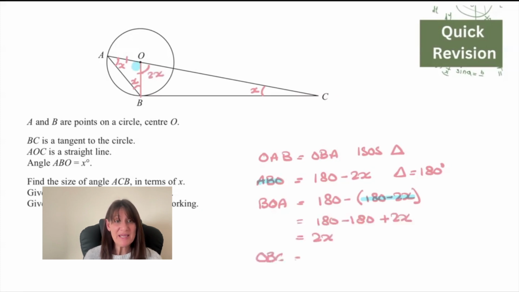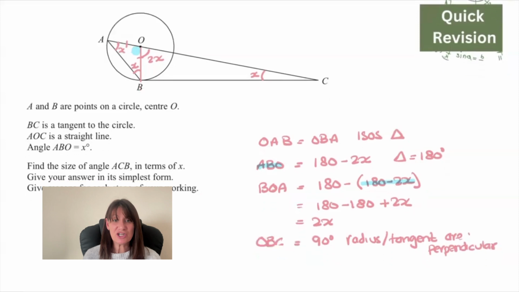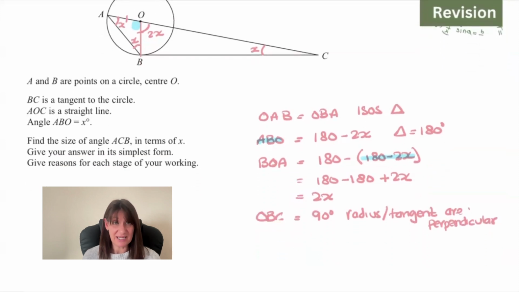Now, OBC equals 90 degrees. It equals 90 degrees because it is a radius and a tangent, and they are perpendicular when they meet. And it would be a really good idea to actually show that word perpendicular.